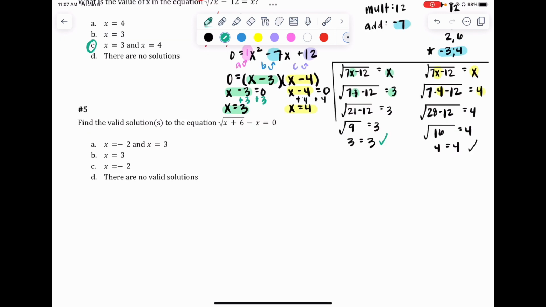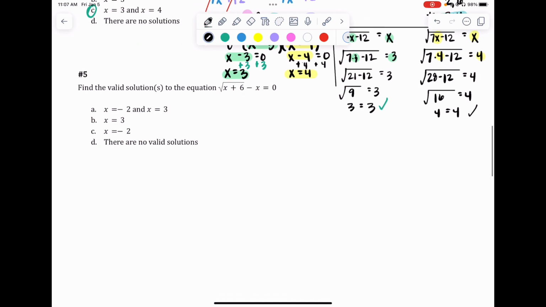Okay, so number 5, find the valid solution to the equation the square root of x plus 6 minus x equals 0. So I'm just going to rewrite it down here just because that space got a little bit cramped by the previous problem. So the square root of x plus 6 minus x equals 0.